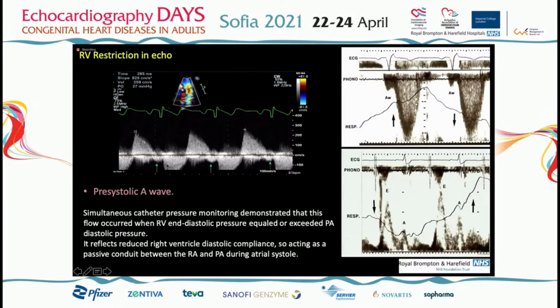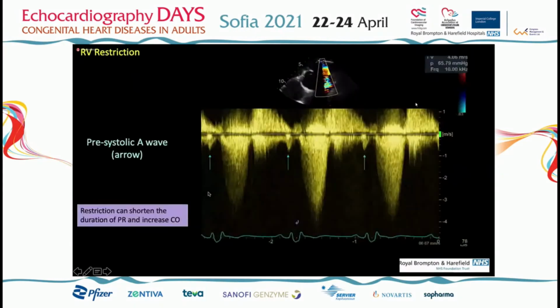So it's important to see in our echo if there's a presystolic A wave, in which case we can confirm the ventricle is restrictive. And this is another view of a presystolic A wave, consistently before the QRS and at the time, more or less, of the P wave, corresponding with end diastole.